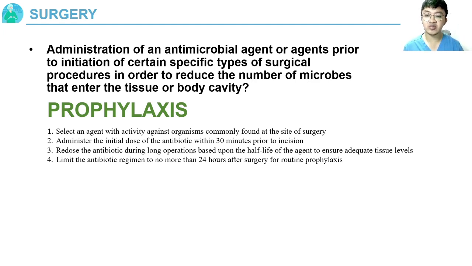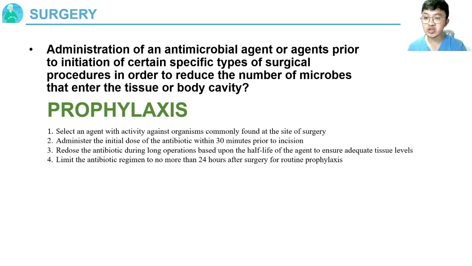Number 1, you select an agent with activity against organisms commonly found at the site of surgery. So if you think that the most commonly found organisms are gram-positive, you need to target them with antibiotics that actually have gram-positive activity. If there's gram-negative there, you give gram-negative targeting antibiotics. Next, you need to administer the initial dose of antibiotics within 30 minutes prior to incision. So 30 minutes, or sometimes 1 hour, prior to incision.